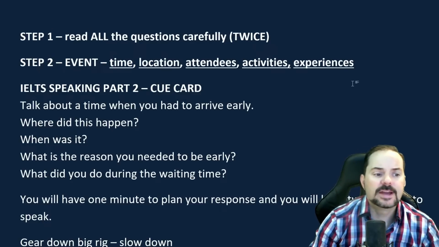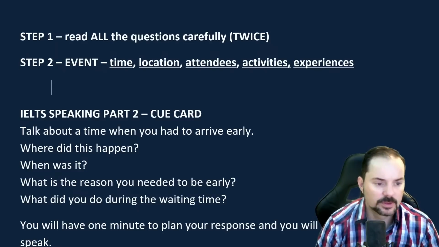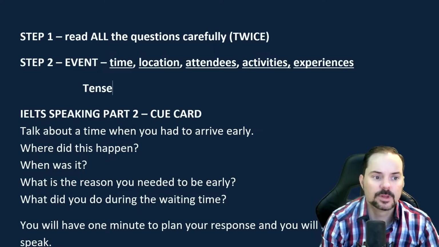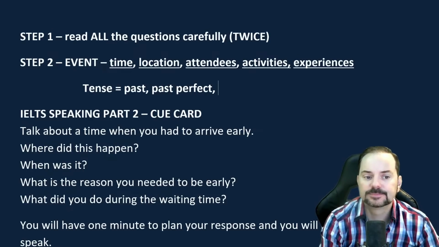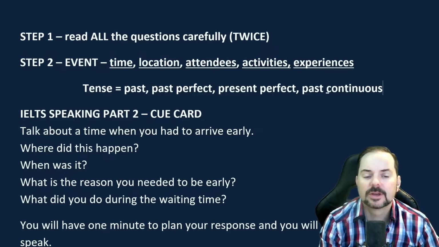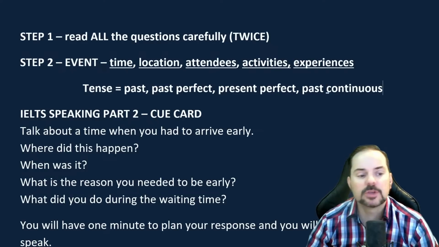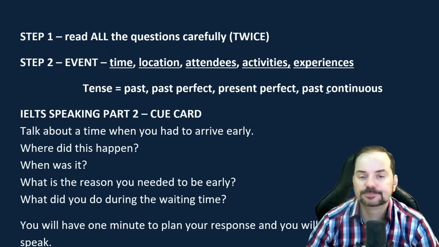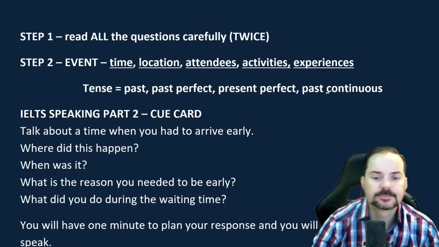All right, so the event. Now, also identify in the second step the tense. Okay? So the tense here is past, past perfect, maybe some present perfect. Okay, maybe some past continuous. Okay? All right. Mostly, right? Because it's a time when you had to. Where did this happen? When was it? What was the reason? Okay? So it's all in the past. Mostly, anyway, for sure. All right.